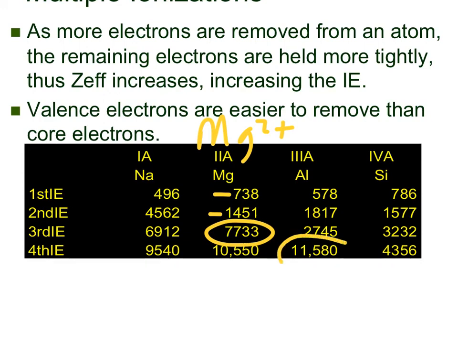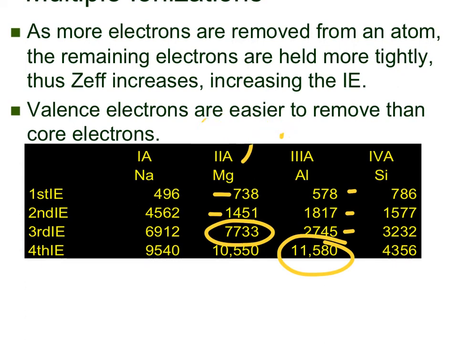Look at aluminum. The jump is at the 4th ionization energy, so it'll easily lose the 1st, 2nd, and 3rd electron, becoming 3+ charge. And then once it gets to that 4th, there's no way it's going to gain enough energy to lose that 4th electron.